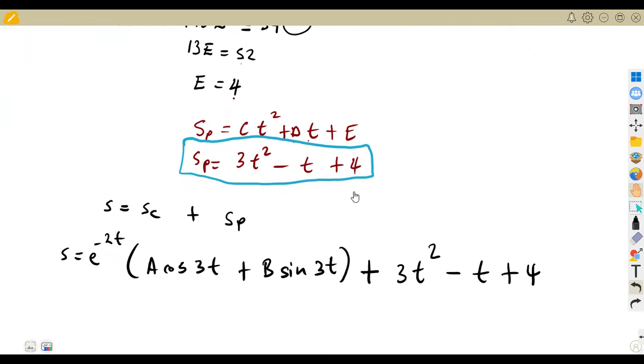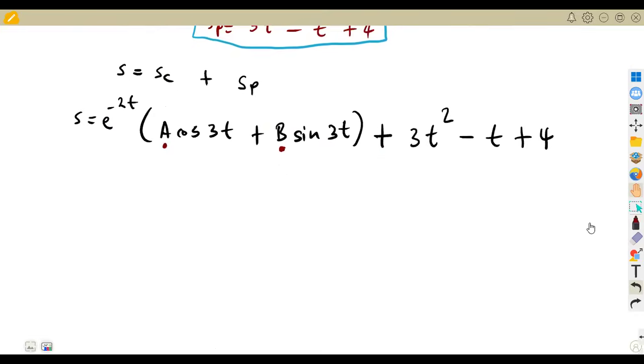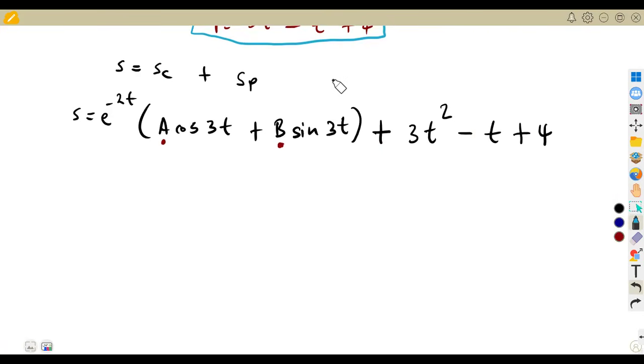To have the particular solution, we are now at this stage where we are supposed to find A and B. So where do we find them? From the information that we are given, that one on top. Remember, the information states that, I'm going to rewrite it here. We were given that when t is equal to 0, s is equal to 1. All right. And also, ds/dt, the derivative of s with respect to t, is equal to 8 when t is equal to 0.